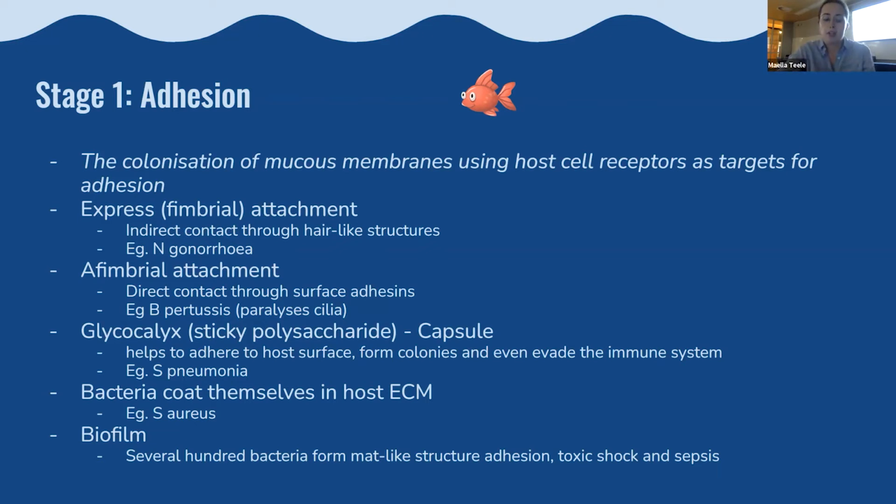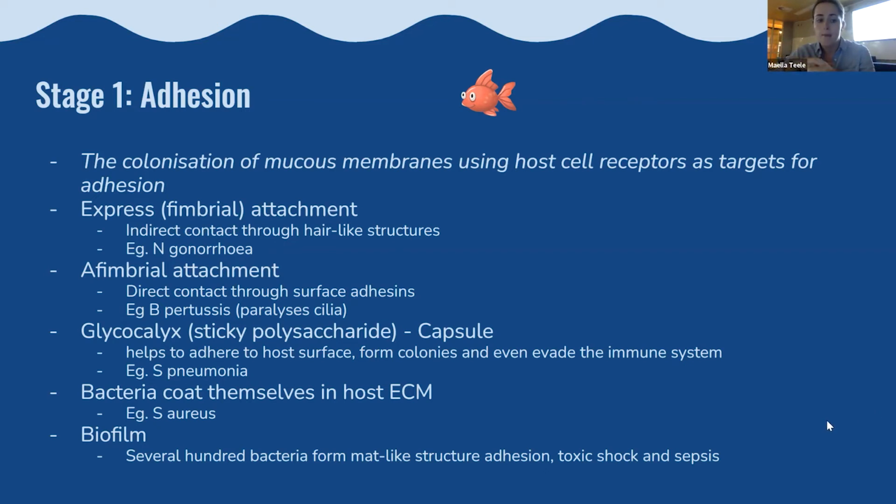Another method in which the bacteria can adhere is through the glycocalyx, which is otherwise known as a capsule. So the bacteria can form a capsule around it, which helps it to adhere to the host surface and evade the immune system. So this glycocalyx is actually a very sticky polysaccharide, and that connects right to the host cell membrane. So it just makes it so much easier for the bacteria to invade into the host cell.